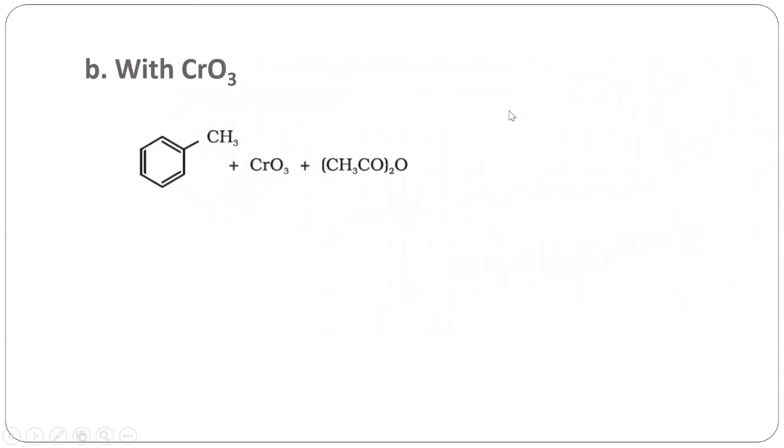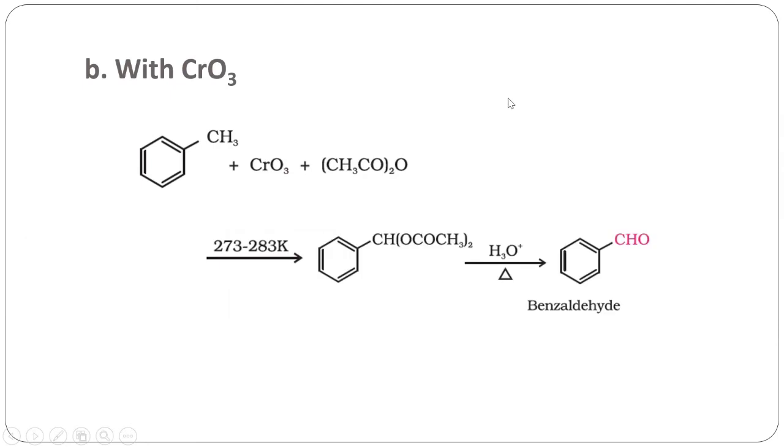Another method is by treating it with CrO3, chromic oxide, in the presence of acetic anhydride. CH3CO twice O is acetic anhydride. Here again, the two hydrogens in CH3 will be replaced by OCOCH3 from this acetic anhydride. So two hydrogens will be replaced by OCOCH3. Again on hydrolysis, you will end up with benzaldehyde.